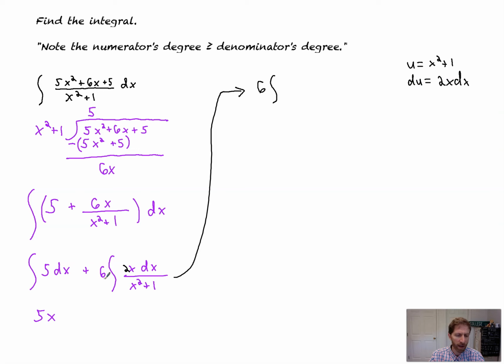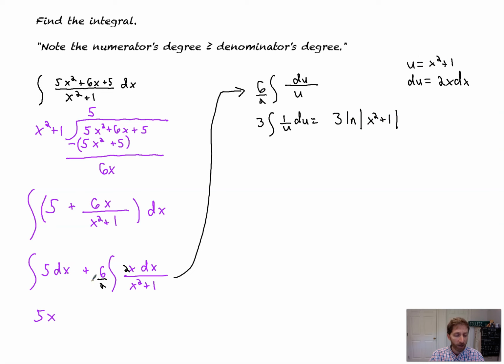So du is 2x dx. I need to put in a 2 and divide by 2. So here's the division by 2. 2x dx is now du. Oh, very nice. All over x squared plus 1 is u. We have that right here. Now we've got 3 integral of 1 over u, du, if you want to write it that way. And that is just ln of the absolute value of u. So 3 times the ln of the absolute value of x squared plus 1.